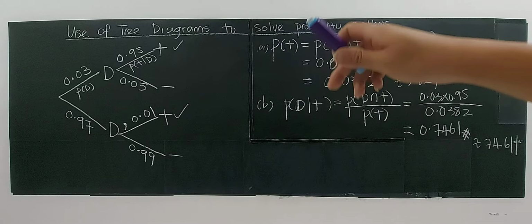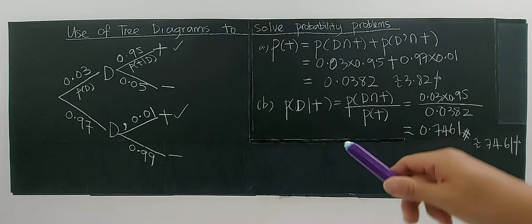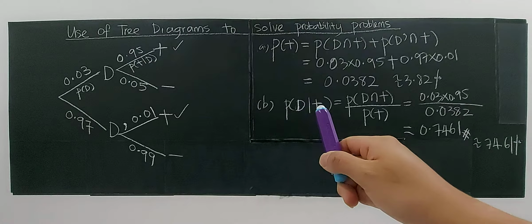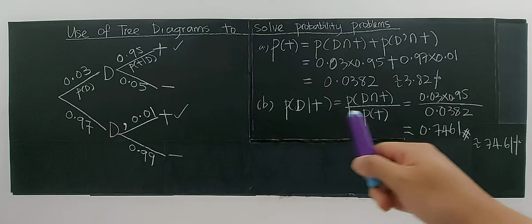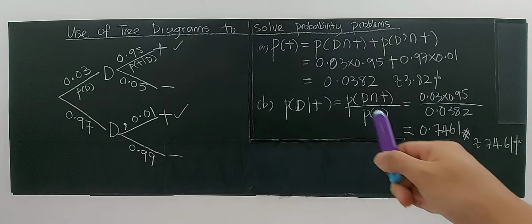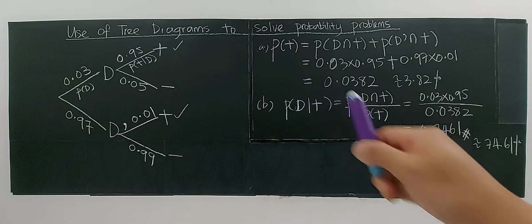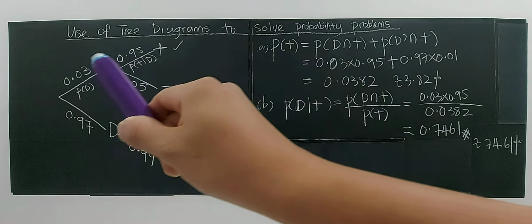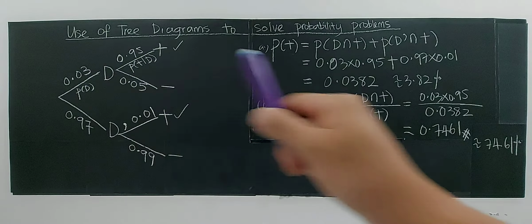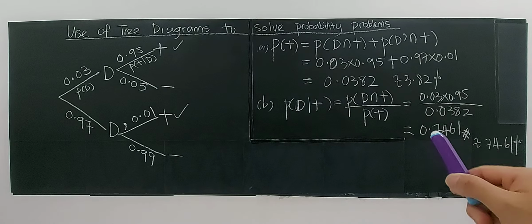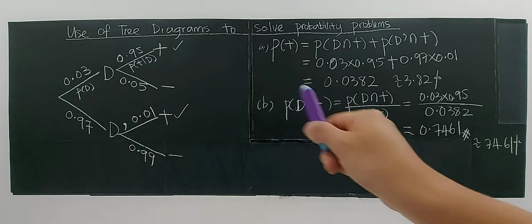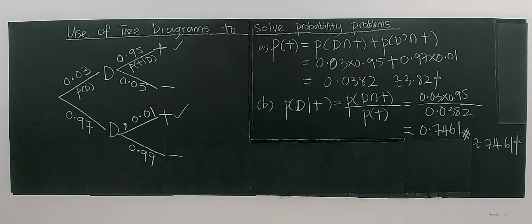So never mind, you just need to know how to calculate. You must understand that we are using the formula: D intersect with positive divided by the probability of positive. The probability of positive we can get from here, 0.0382. For disease and positive, we can multiply these two, or just take it from here. Then we divide, and we get the conditional probability for this. All right, that's all for this video.